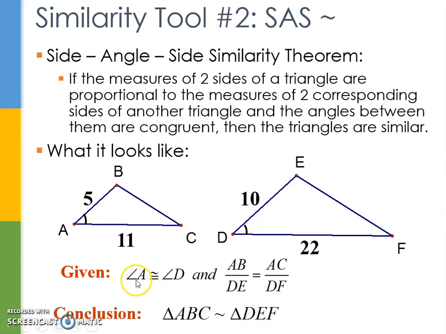So you can write angle A and D are congruent. And then this is proportional. This is the statement of proportionality. So right here, AB to DE, they're corresponding. AC to DF, they're corresponding. Their ratio is the same. So that's a 1 to 2 ratio. So it's going to be similar. So this is called the side-angle-side theorem.